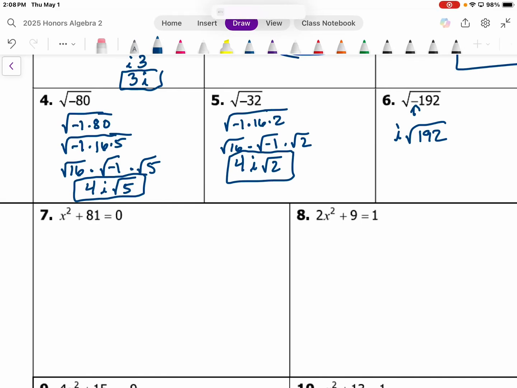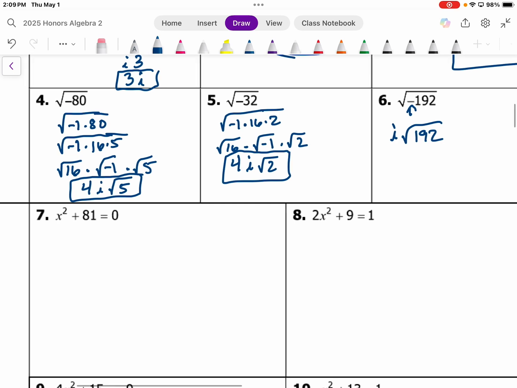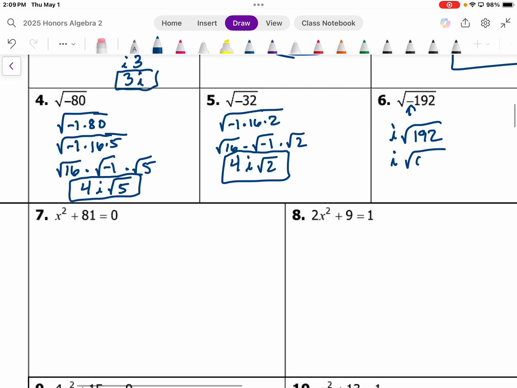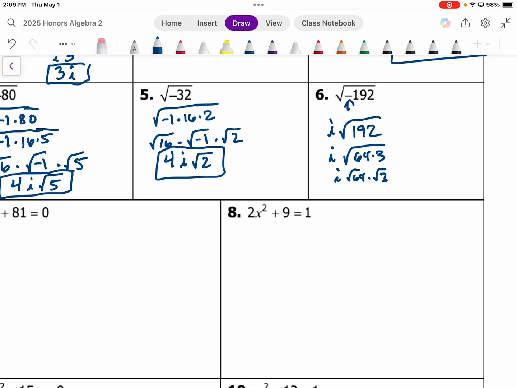Figure out what goes into 192 evenly. If I divide it by 3, what do I get? I get 64. Hey, there we go. So this would be i times the square root of 64 times 3. And then we can say i root 64 times root 3. The square root of 64 is 8, and then the i, and then the square root of 3. That would be my final setup.